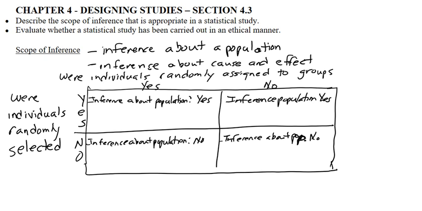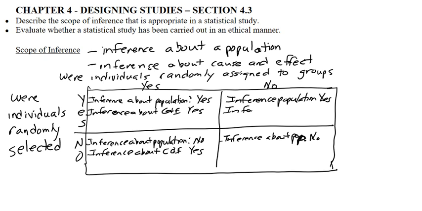Now, if they were randomly assigned to groups, then inference about cause and effect is allowed. So in this column, inference about cause and effect is allowed. And if the answer is no, they were not randomly assigned to groups, then inference about cause and effect is not allowed. Okay.